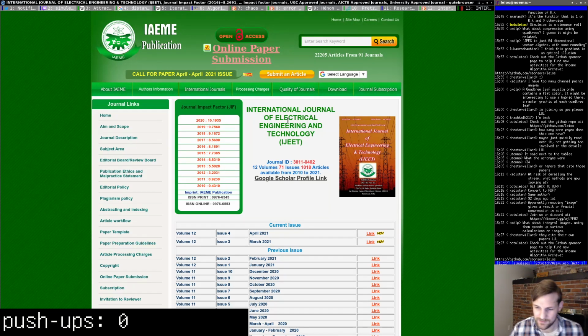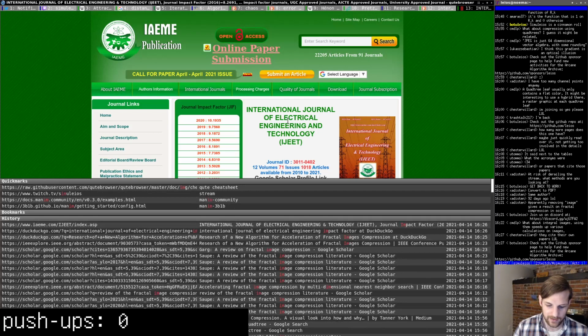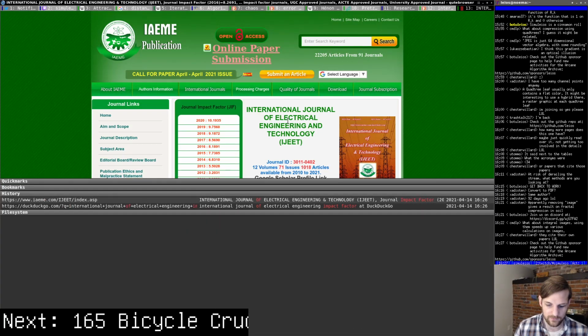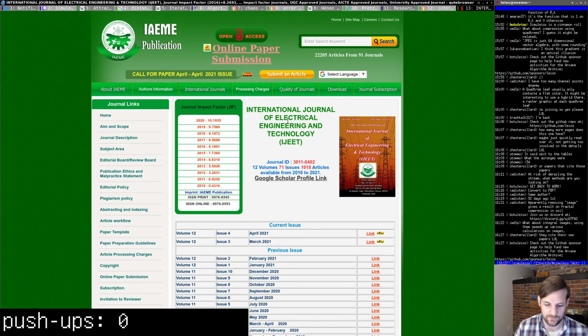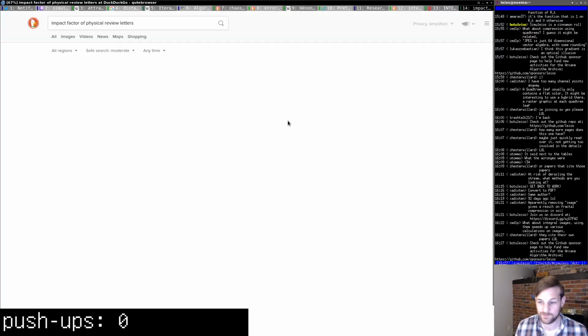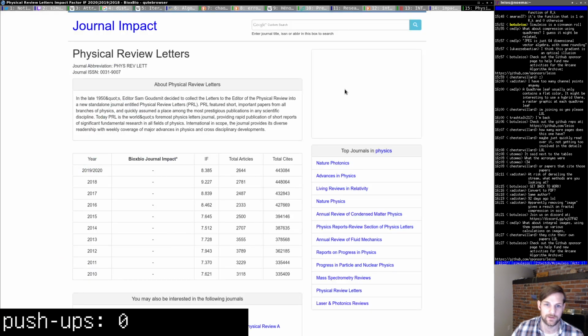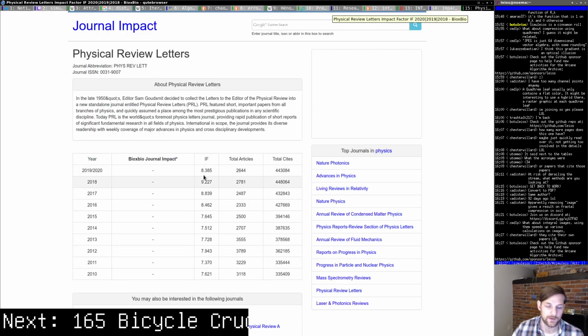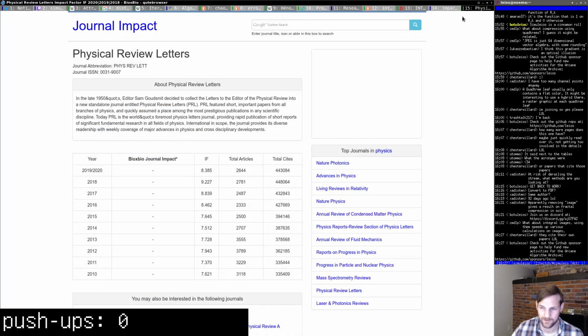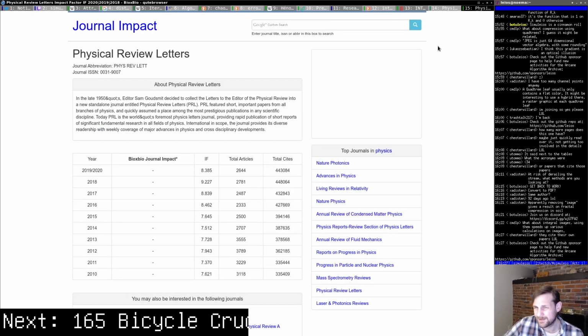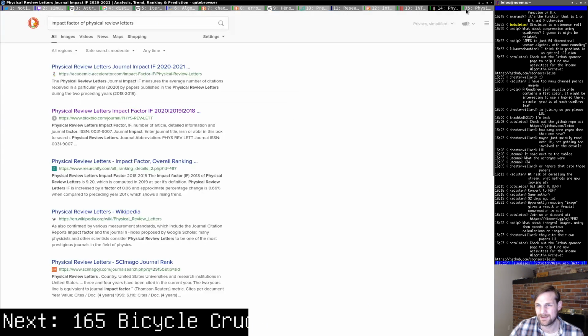I mean, what is the impact factor of PRA? Impact factor of Physical Review Letters, which is one of the premier publication places for physics. If you get a paper in PRL, it's a big deal. And I think their impact factor is 8, right? So to say that some random journal that I've never heard about has a higher impact factor than PRL is kind of unbelievable.